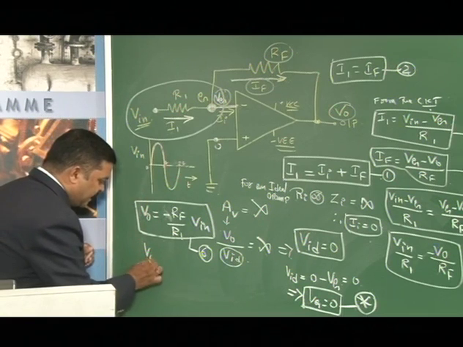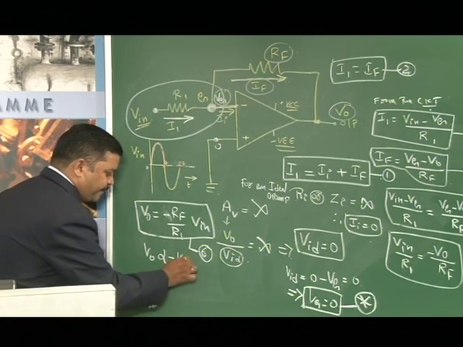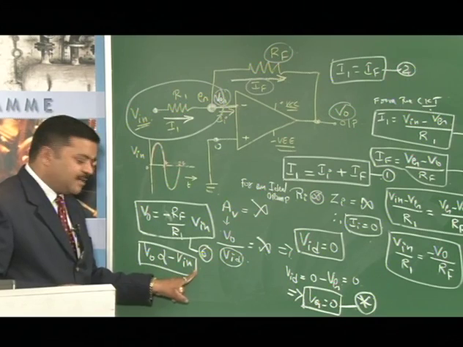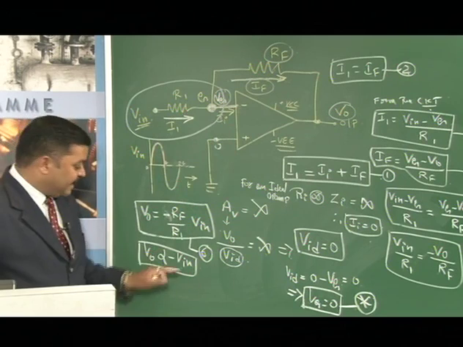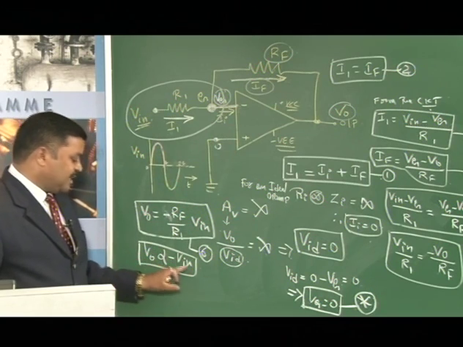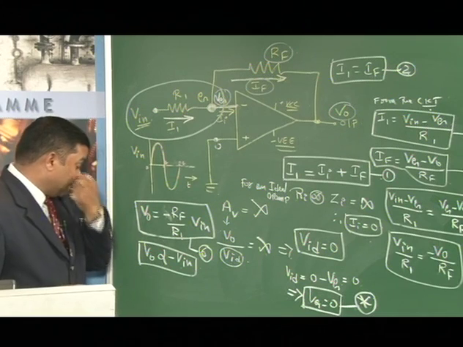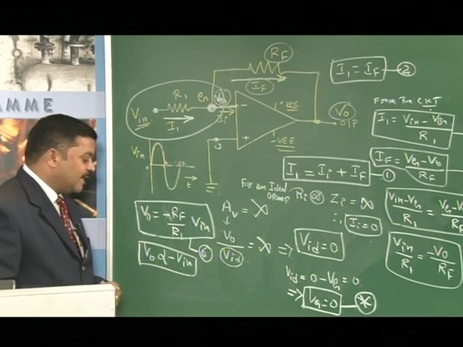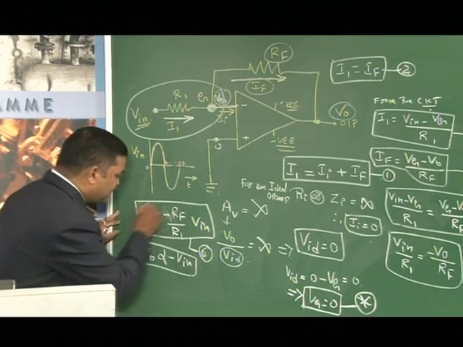We can say V0 is proportional to minus Vin. If V0 is proportional to minus Vin, then it is proof that the circuit acts as an inverting amplifier. Therefore, it is called an inverting amplifier. Now, what is this Rf by R1? Rf by R1 is called the gain with feedback.